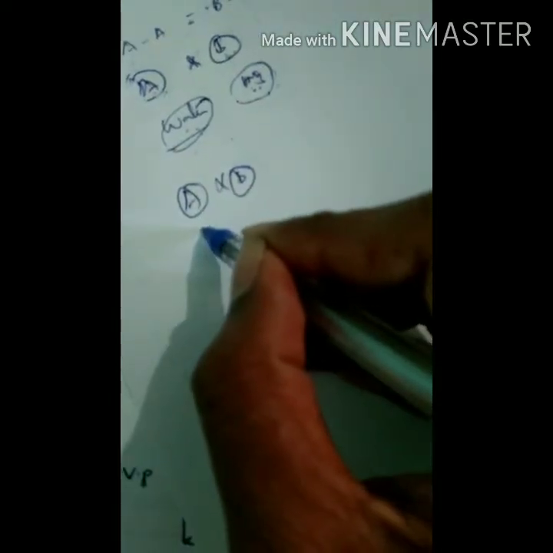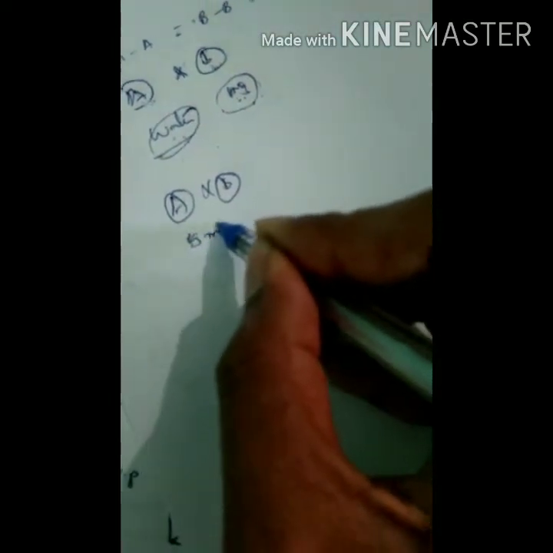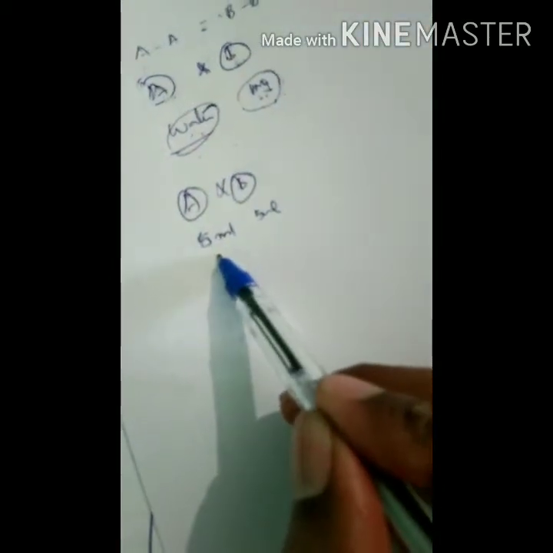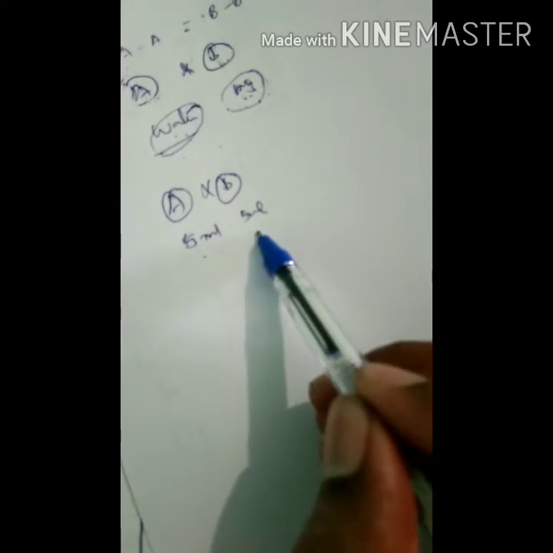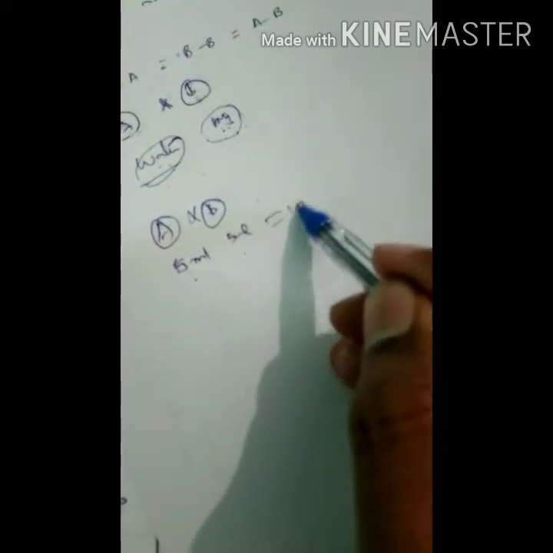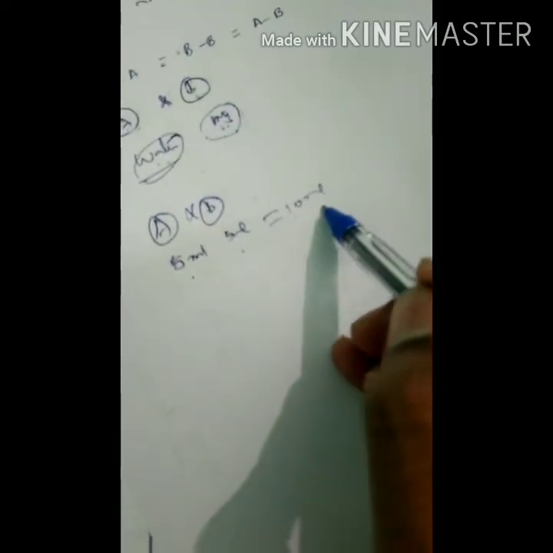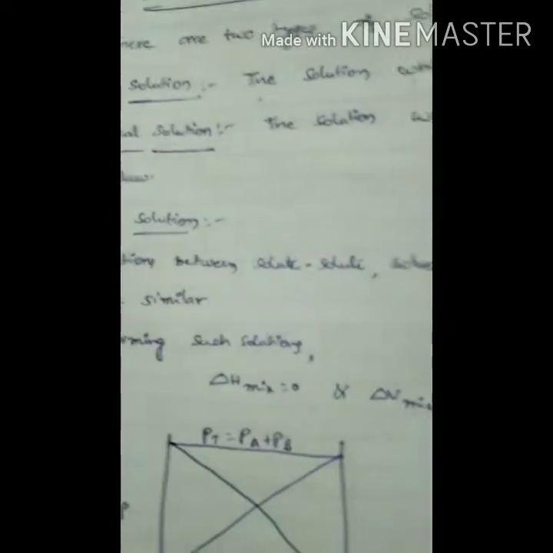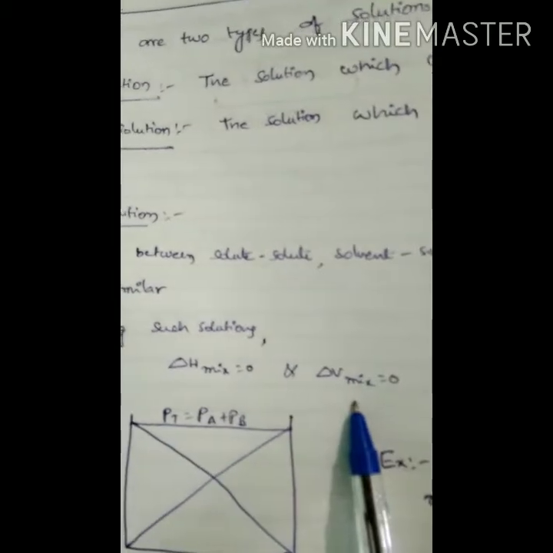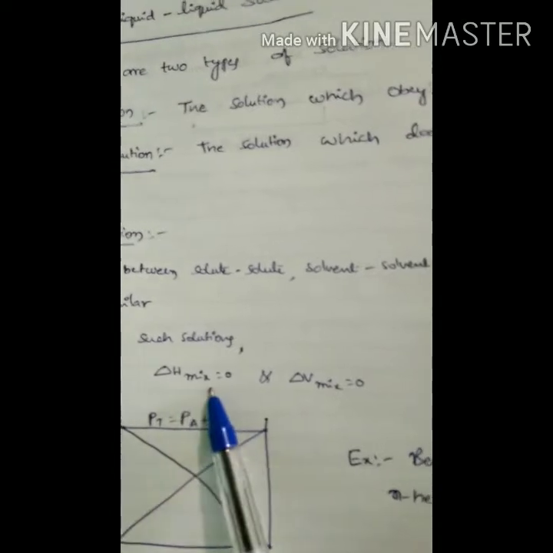That means, for example, suppose the volume of A is 5 ml and the volume of B is also 5 ml. When we mix A and B, we get 10 ml. That means there is no change in resultant volume. That is why delta V mixing is equal to 0. So these are the properties of ideal solution, and these are very important points. During formation of an ideal solution, delta H mixing equals 0 and delta V mixing is also equal to 0.